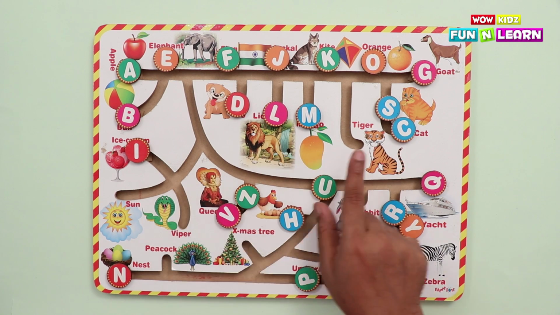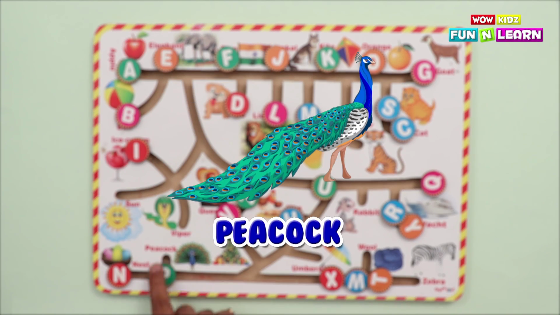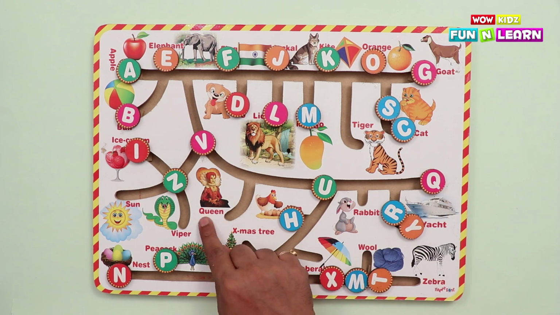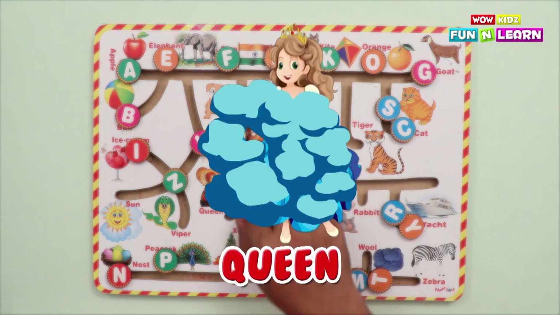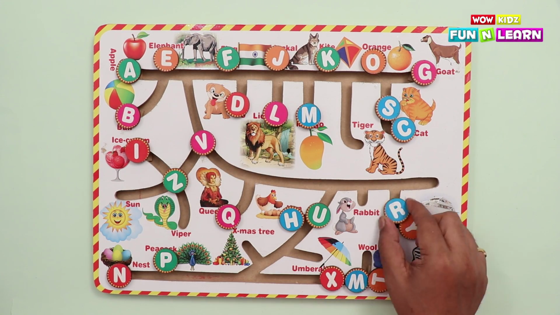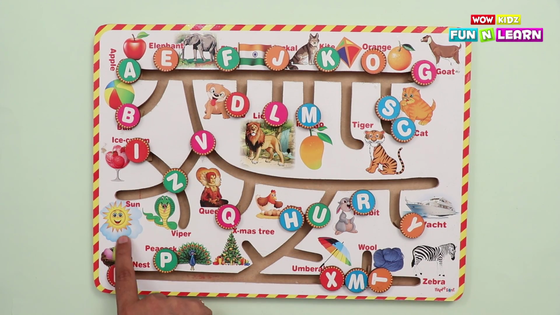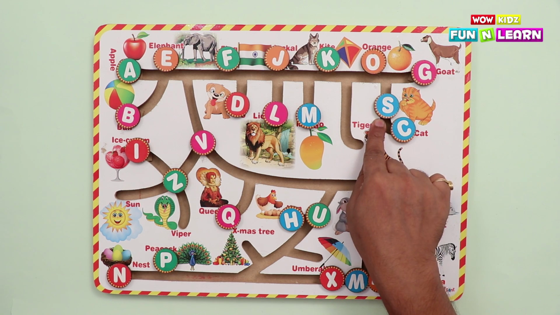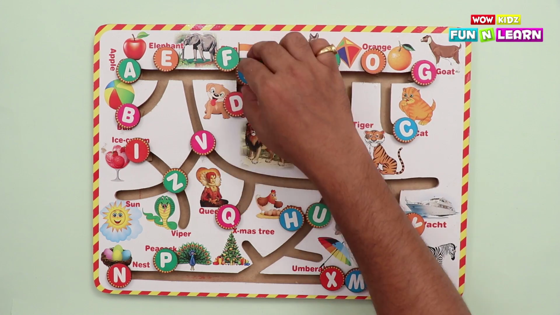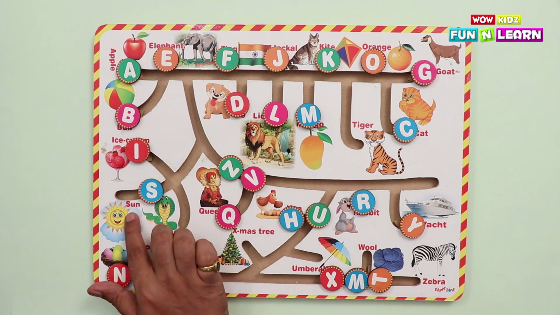P for peacock. This is P. And here we've placed it near the peacock. Q for queen. The Q in pink. Yes, here it goes. R for rabbit. We placed R here. Great. S for sun. Oh, sun is far away. Let's see how we can make it happen. Let's make the way for it. Yay! Let's place it. S for sun.